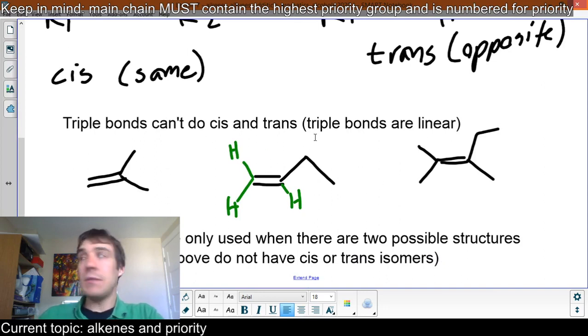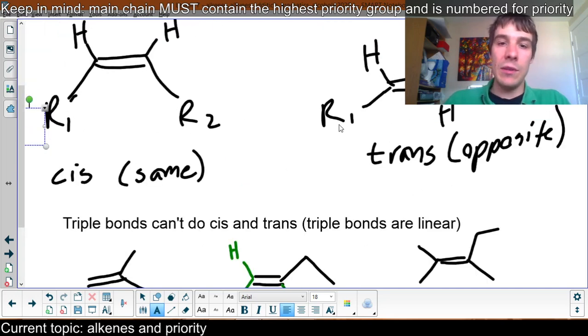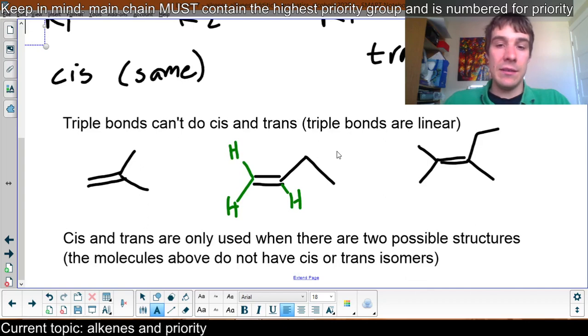Triple bonds can't do it because triple bonds just have one substituent on each side, and they're linear. So triple bonds don't do cis and trans. And certain molecules, like the ones diagrammed here, aren't cis or trans. It's not like all double bonds are cis or trans. These ones don't have a clear cis or trans. This is just two hydrogens here, so there's no clear cis or trans. This one doesn't have a cis or trans. And this one doesn't either. It's got two different substituents on this side, but two of the same on this side. So only ones where they're different can be cis or trans.